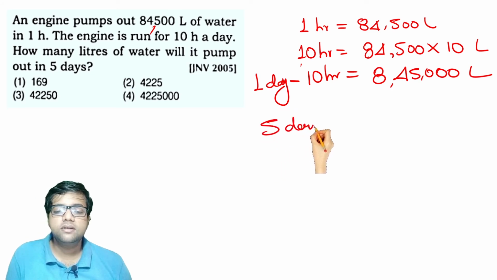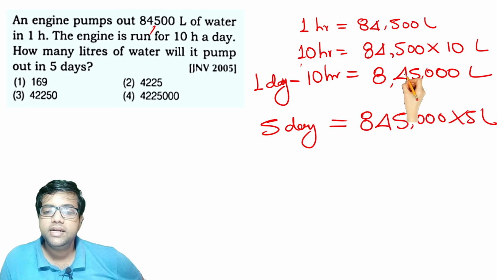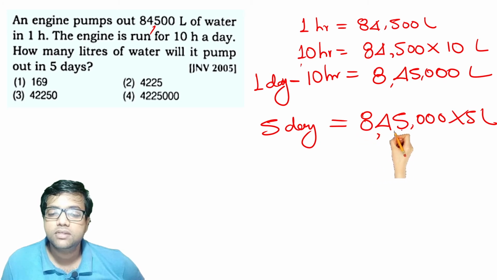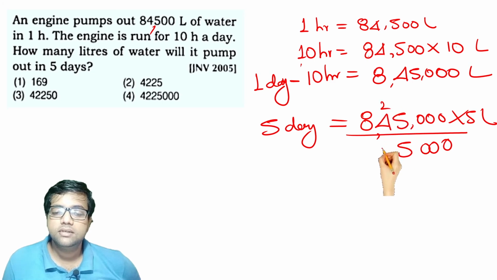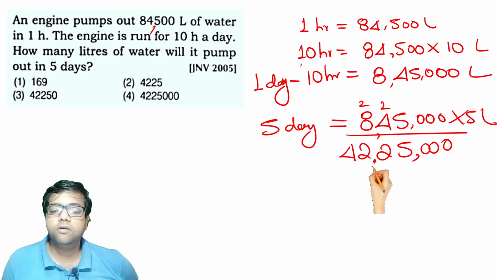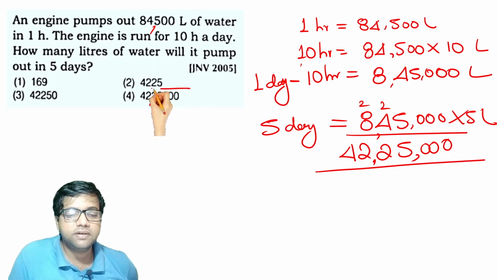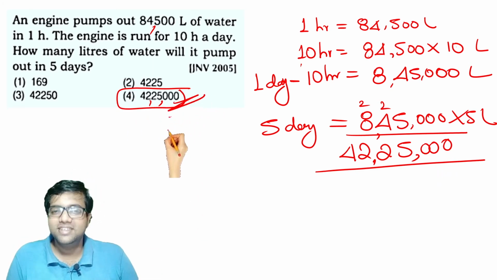And what about 5 days? For 1 day it is pumping around 8,45,000 liters. For 5 days it will pump the same amount multiplied by 5. Multiply this and you will get the answer. 5 eights are 40, and with the carry it comes to 42 lakh 25,000 liters. Option 4 is the right answer.